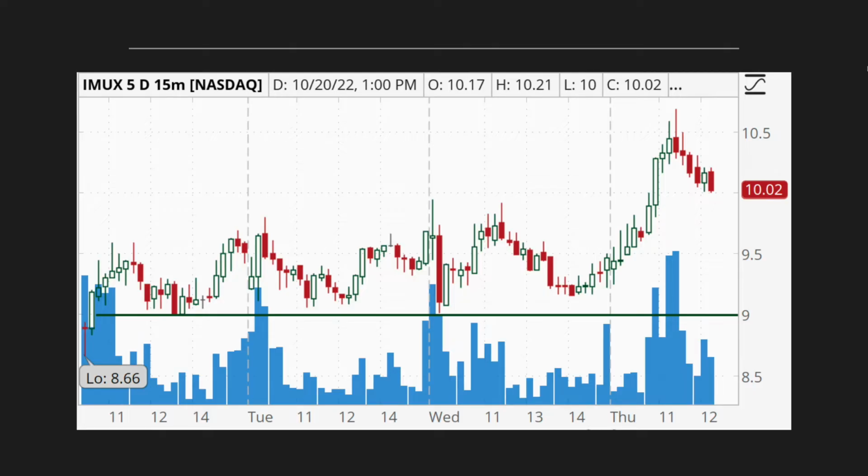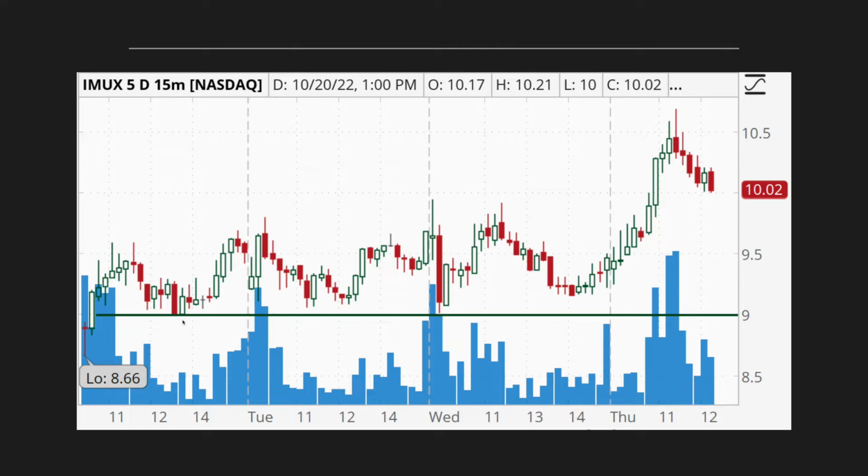Now to apply that diagram to a real life example, let's take a look here at the stock IMUX. We can clearly see that there is a level of support right at about $9 per share. And I do want to mention that support, resistance, trend lines, anything based on technical analysis is not going to be to the penny. It's not going to be exact. So just because this appears to be at $9 does not necessarily mean that the support is invalid if the stock goes down to $8.99 or $8.98. There is going to be a little bit of wiggle room to the upside and to the downside when it comes to support and resistance.